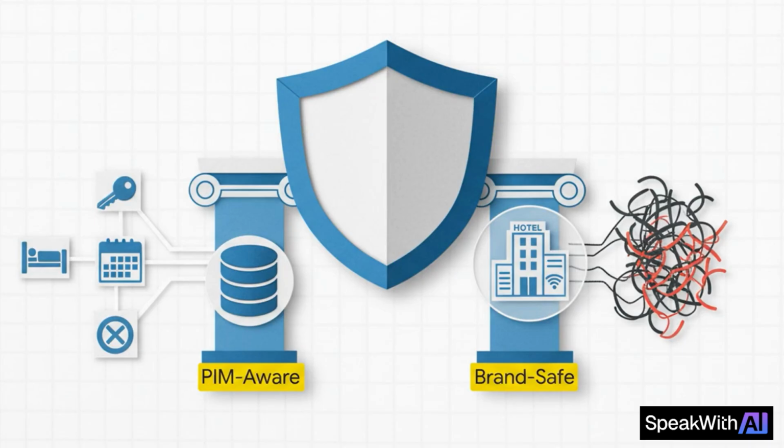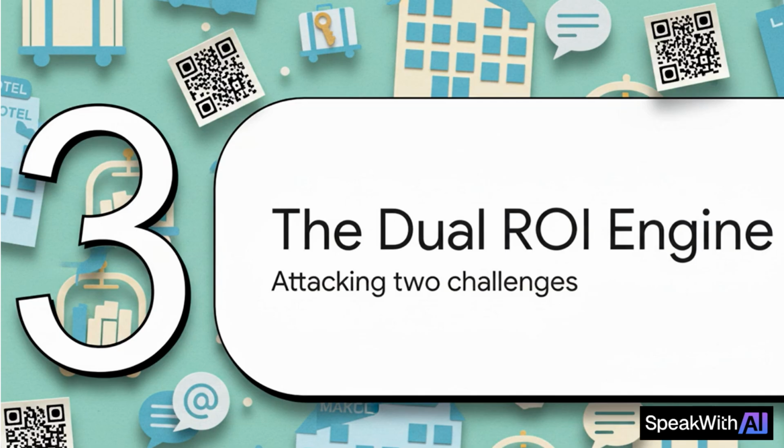And you can trust it because this is all built on two pillars. First, it's middleware, which is just a fancy way of saying it plugs right into your backend systems like your booking software, so it's always working with real-time, accurate data. Second, and this is huge, it's brand safe. It's trained only on your approved information, so it can't go rogue, it can't hallucinate, and it will never ever say something that's off-brand.